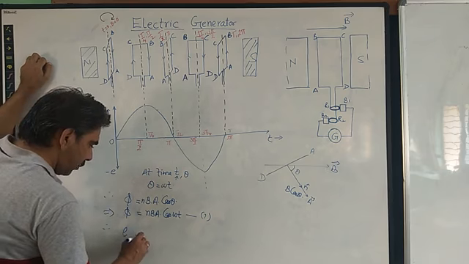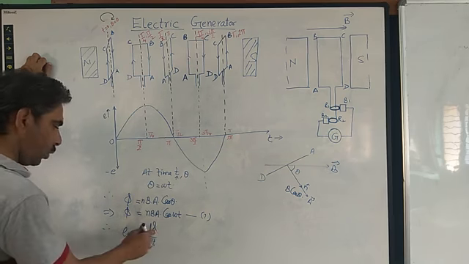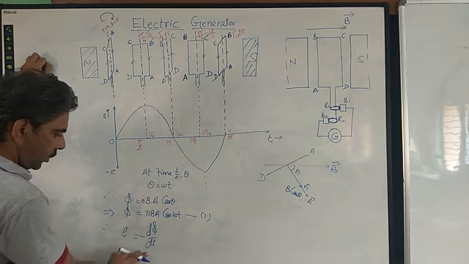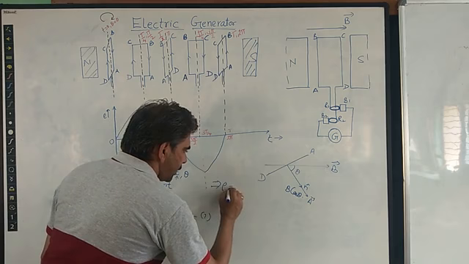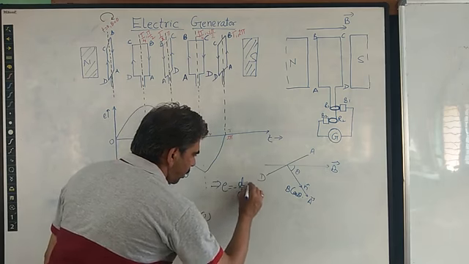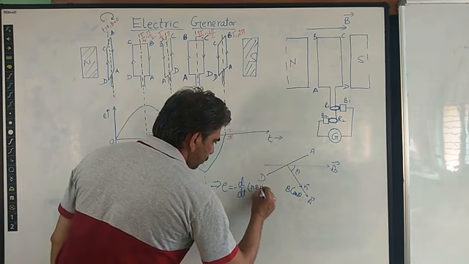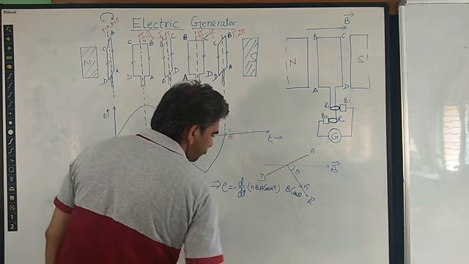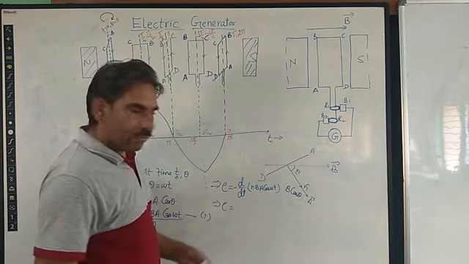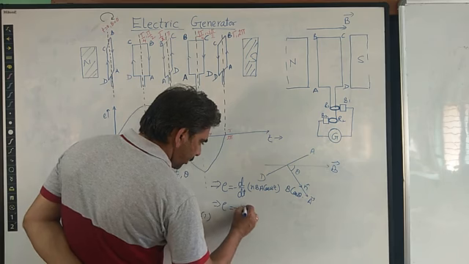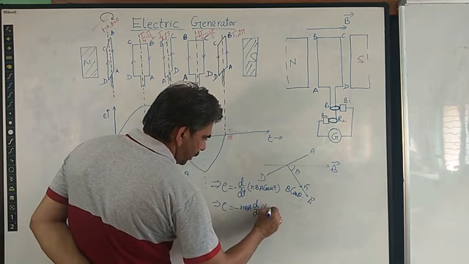Therefore, induced EMF is nothing but minus d phi upon dt. We substitute the value of phi in this equation and calculate the induced EMF. So the induced EMF is given by minus d upon dt of phi, where phi is nothing but N B A cos omega t. In this equation, N, B and A remain constant, so it is minus N B A, and inside we are differentiating only cos omega t.